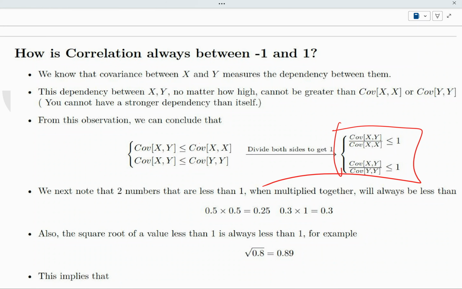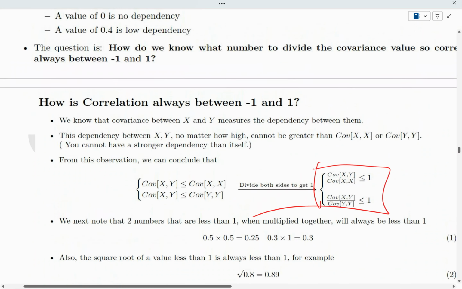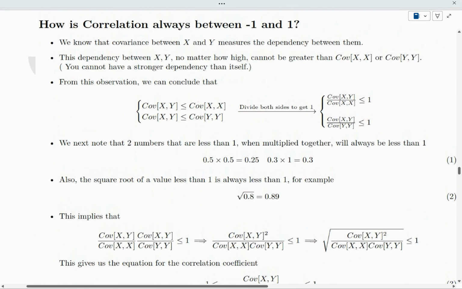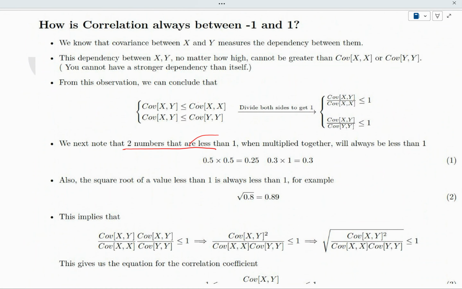So this is observation one. The second observation that we need to keep in mind is that if you have two numbers that are less than one and we multiply them together, it's still less than one. So, like, take this, right? This is less than one, we multiply them together, it's still less than one. So that's the second observation. Number three is that the square root of a value less than one is still less than one. Okay, if we take the square root of any number less than one, the result will still be less than one.